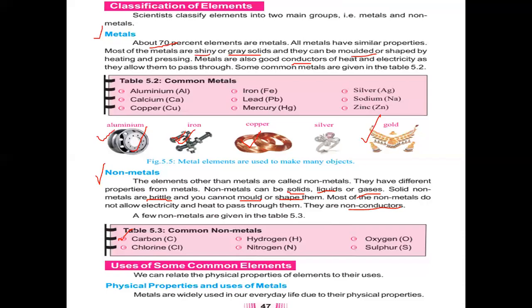If we see here carbon, chlorine: carbon is a solid like graphite in a pencil, but that graphite can conduct electricity due to the arrangement of carbon atoms in graphite. Chlorine is a gas, hydrogen and nitrogen are gases, and sulfur, as you have seen in the previous diagram, is a powder solid, and oxygen is also a gas.